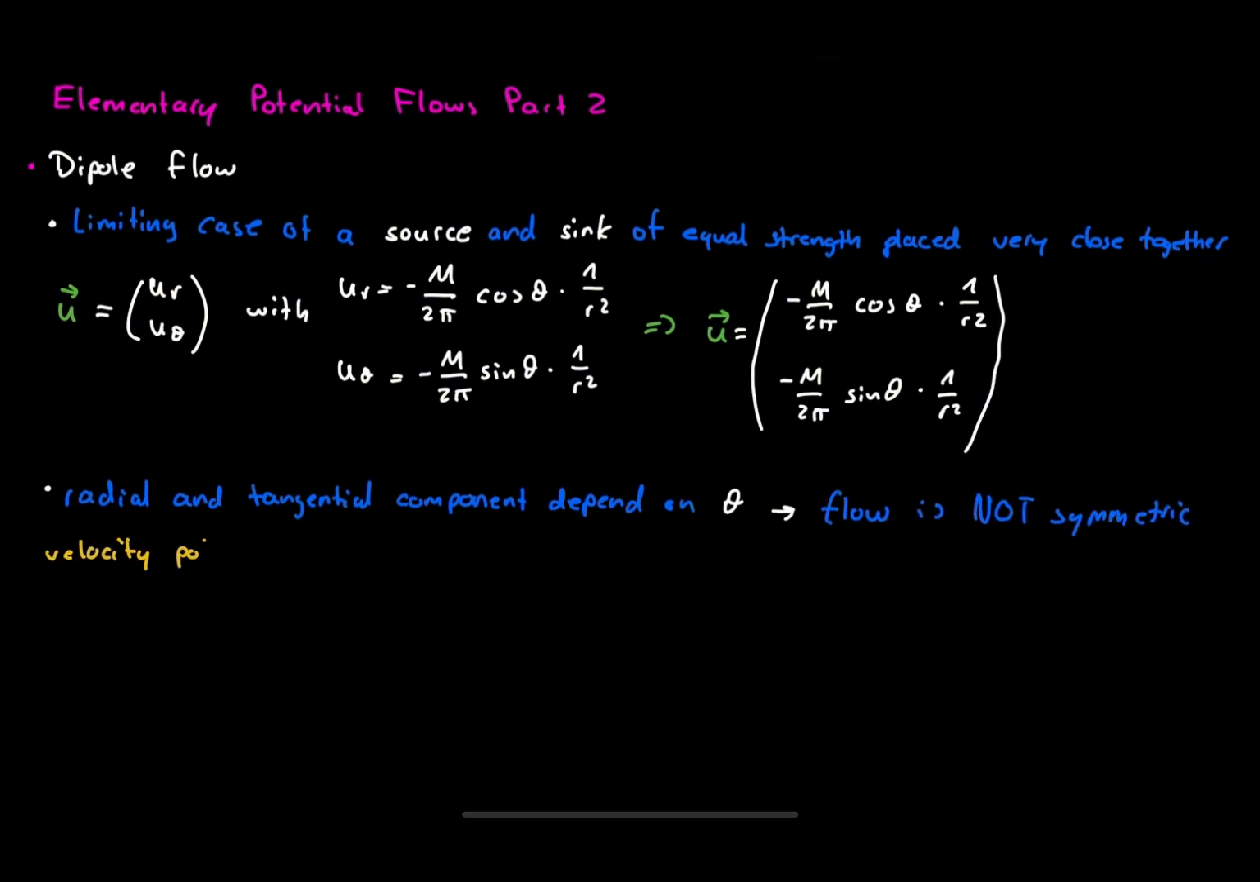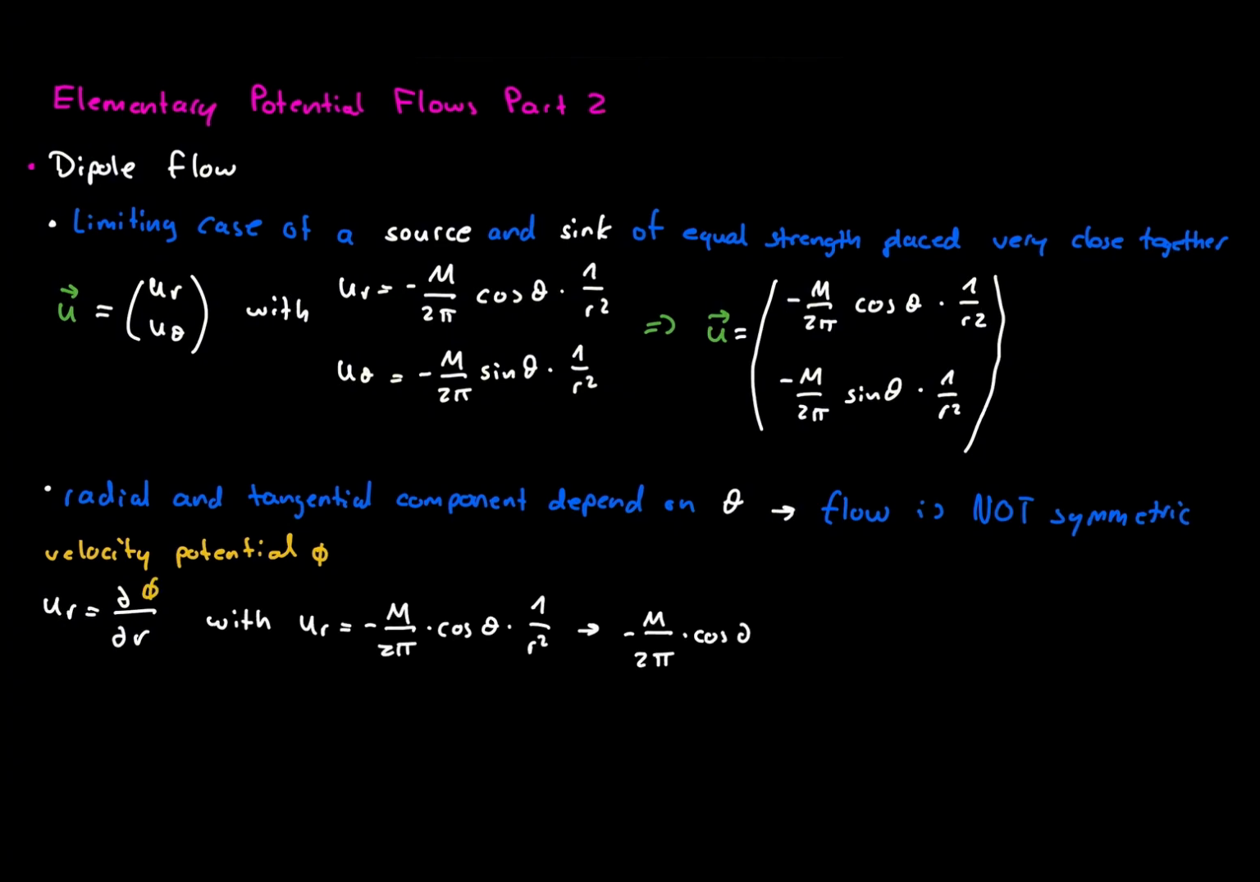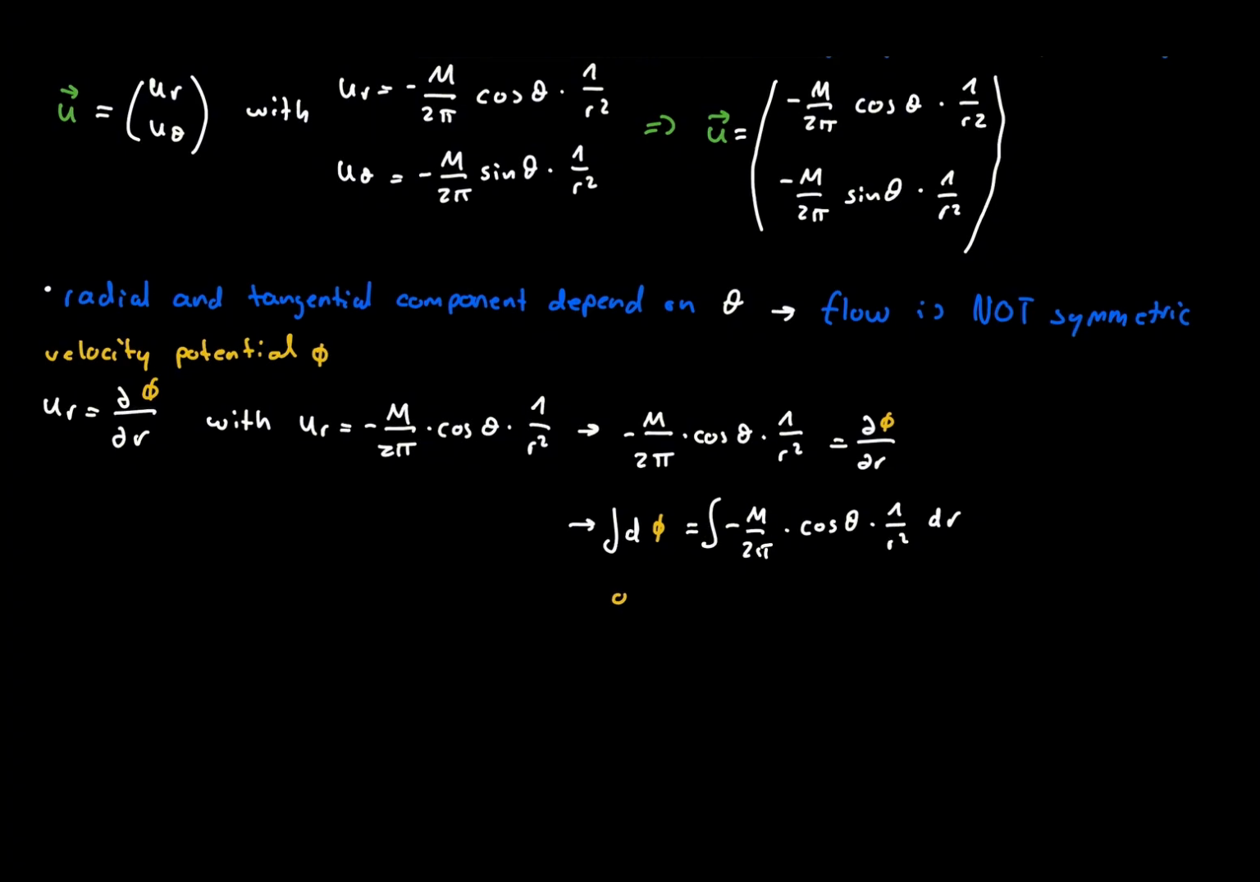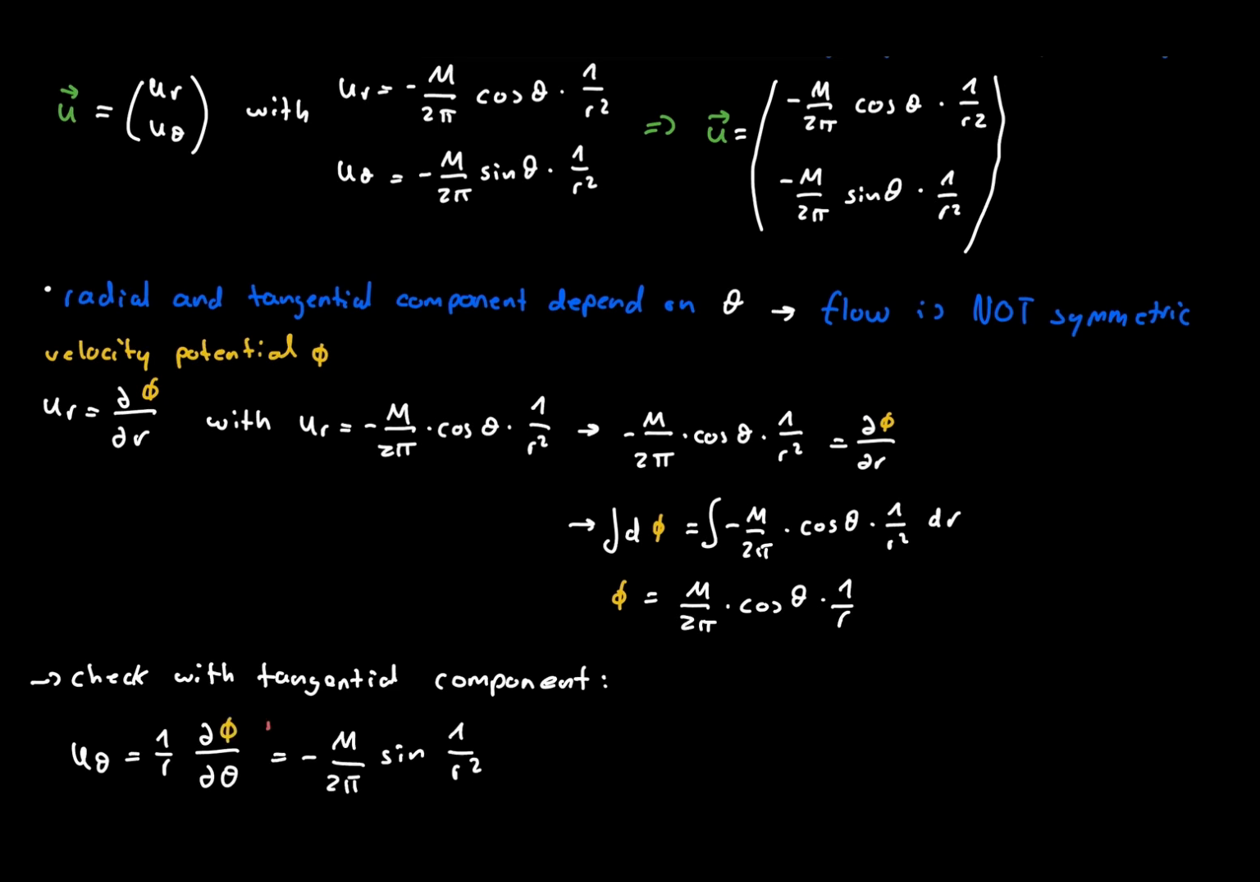Now we determine the velocity potential. The radial velocity equals the derivative of phi with respect to r. So we integrate minus m over 2 pi times cosine theta over r squared. This gives phi equals m over 2 pi times cosine theta divided by r.